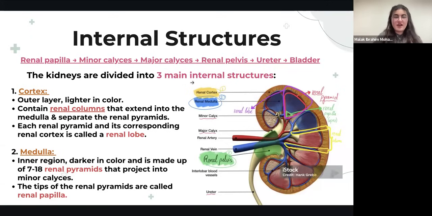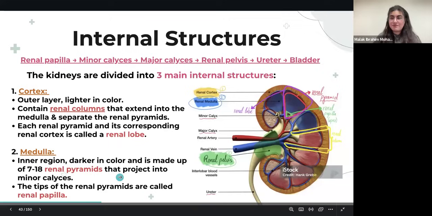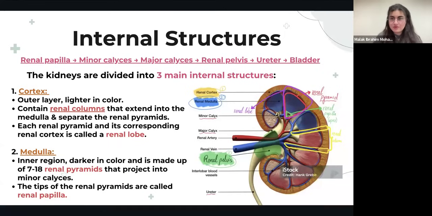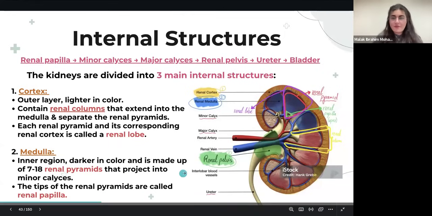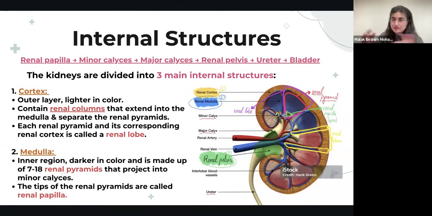Now, these renal pyramids then become minor calyces, which we're going to discuss in a second. But just know that the tip of the renal pyramid is called the renal papilla. And that's basically just the apex of the renal pyramid. And this then becomes the minor calyx.